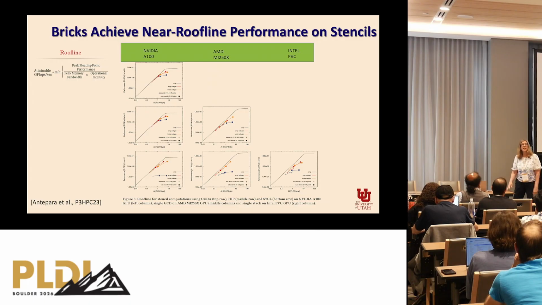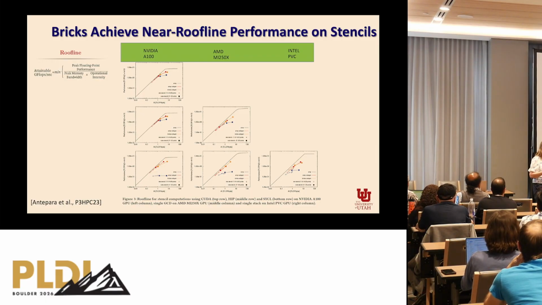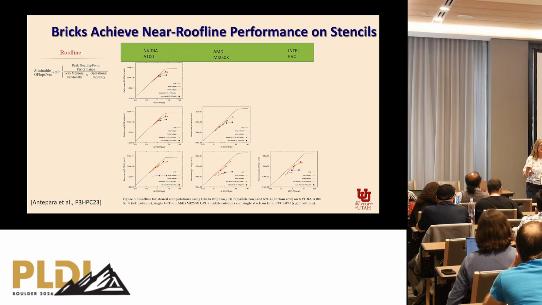OK, so that's the key ideas in BrickLib. And this is just some very recent results. I spent a lot of time looking at roofline graphs. I don't know if everybody does, so I'll just very briefly tell you what these graphs mean. Your performance is limited by the hardware memory bandwidth that it can deliver and the peak compute performance.